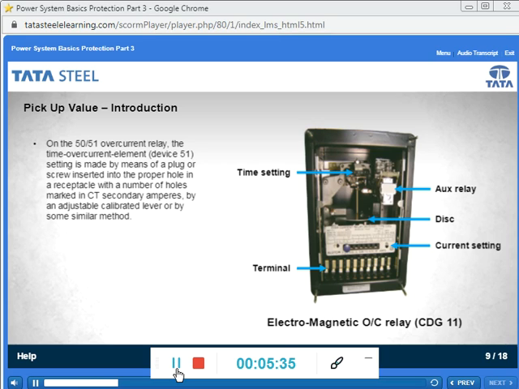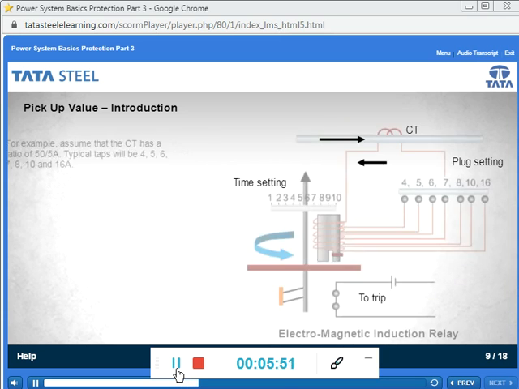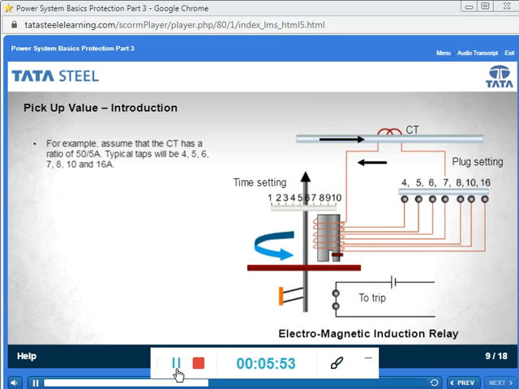Let us now look at how a pickup value is set in a relay. On the 50/51 overcurrent relay, the time overcurrent element or device 51 setting is made by means of a plug or screw inserted into the proper hole in a receptacle with the number of holes marked in CT secondary amperes, by an adjustable calibrated lever, or by some similar method. This selects one secondary current tap, or the total number of taps depends on the relay on the pickup coil.